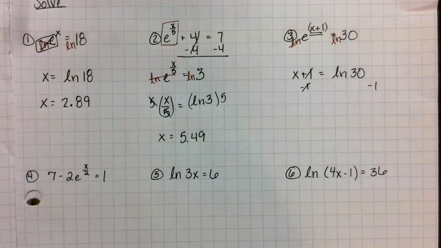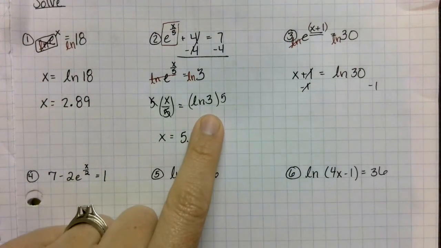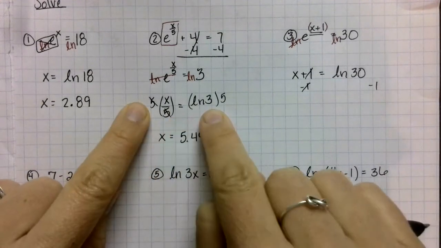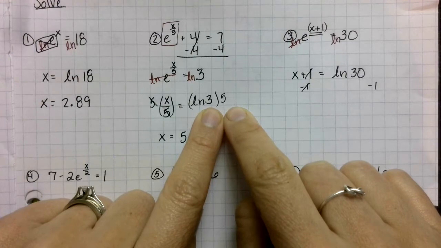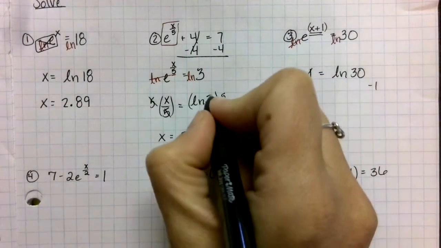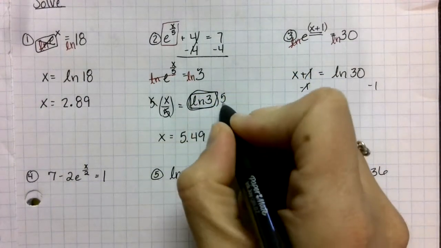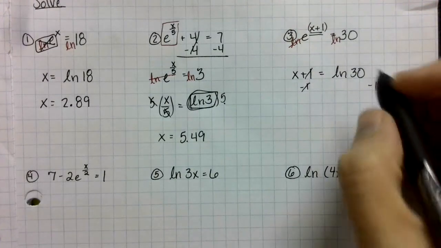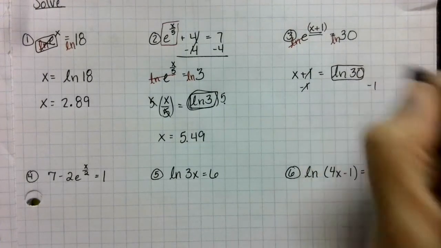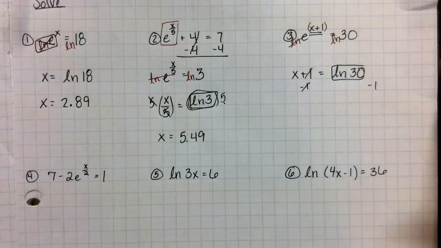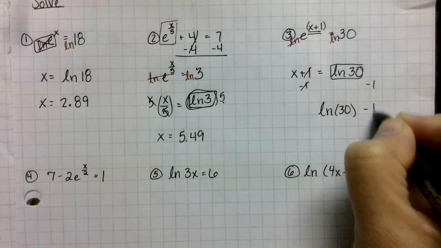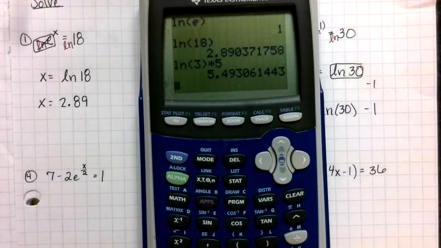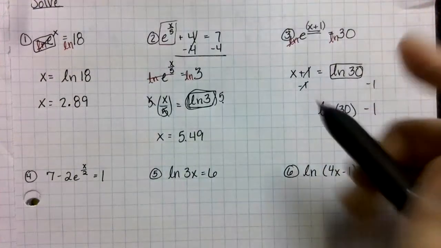Now, the most common mistake that I see here, and it happens over here also, is that when we multiply by 5 on each side, notice that we did not do 3 times 5 and do natural log of 15. You have to deal with this first, then times by 5. Same thing here. You have to deal with this first, then subtract 1. So you can write it as natural log of 30 minus 1. It's going to look like this, 2.4.